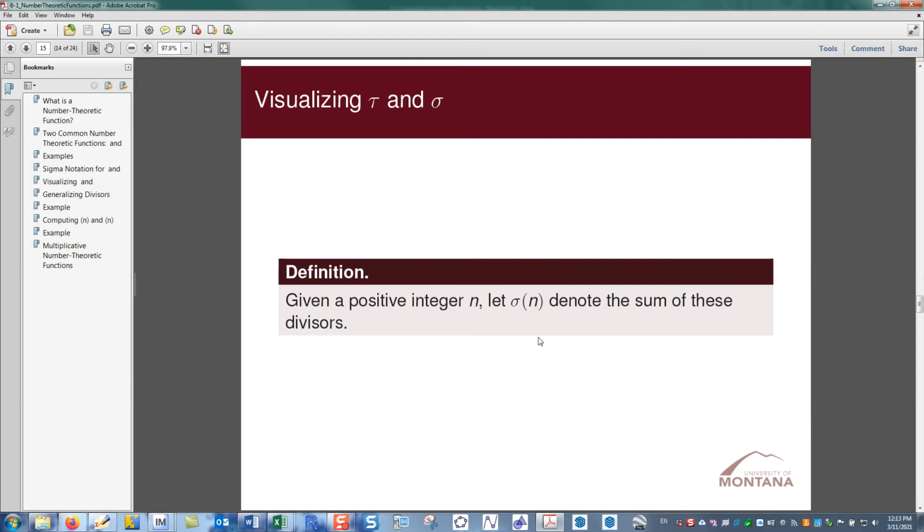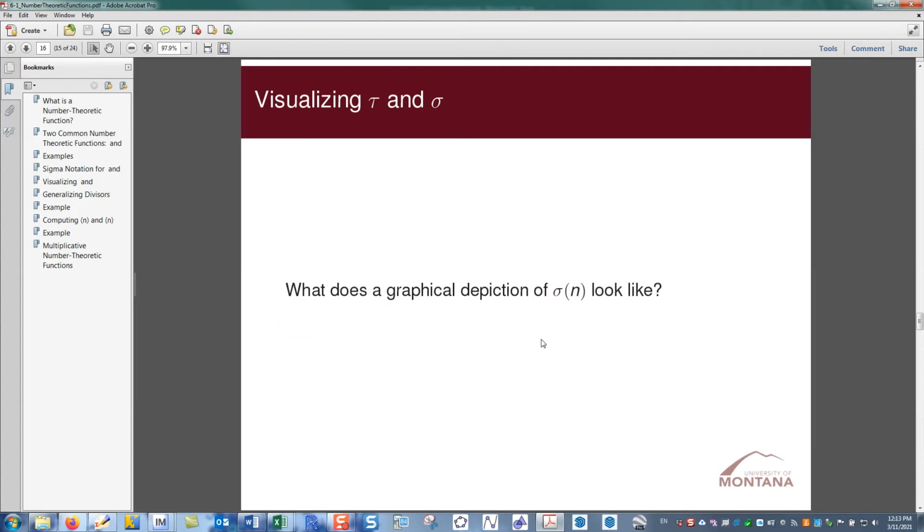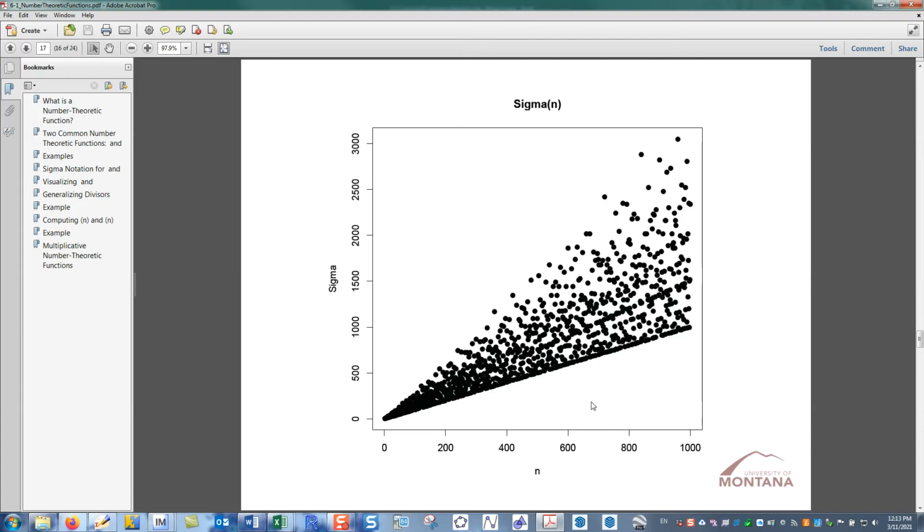We should probably take a look and see what sigma looks like. So remember that the definition for sigma is that it's the sum of all these divisors for any number n. And what would a graphical depiction of sigma look like? I'd invite you to think that over in your brain a little bit. What would this thing look like in your opinion? And it turns out that that's what sigma looks like for the first 1,000 integers.